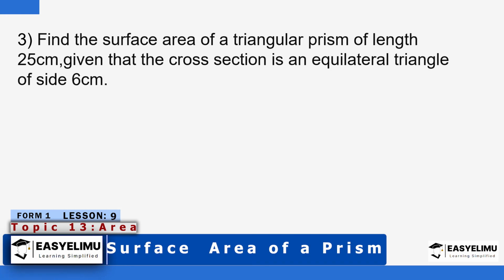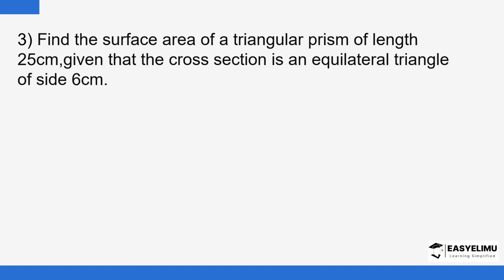Finally, we have this. The surface area of a triangular prism of length 25 centimeters, given that the cross-sectional area is an equilateral triangle of side 6. So we just need to find the area of the cross-section times 2, and then perimeter of the cross-section times the length. That is easy. If you master that formula, then it becomes relatively easier.